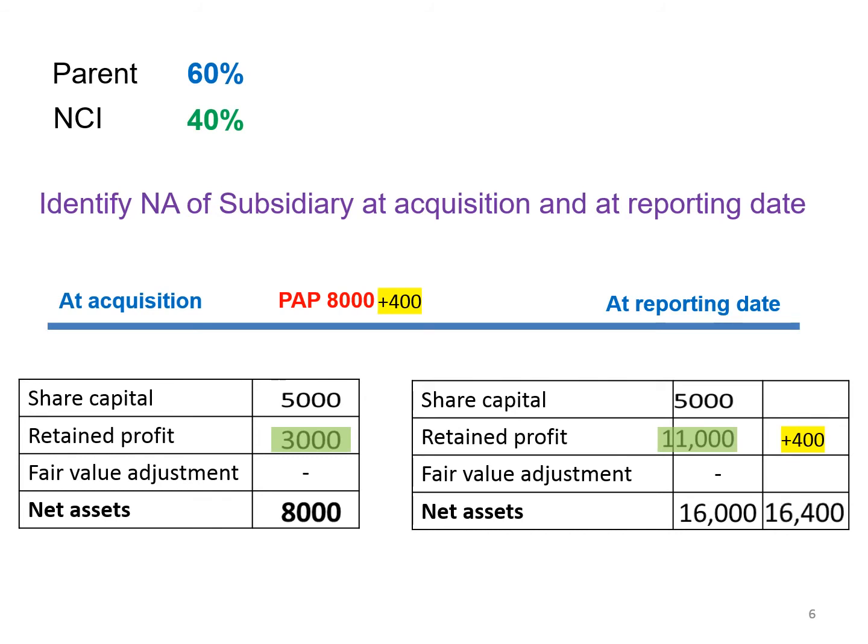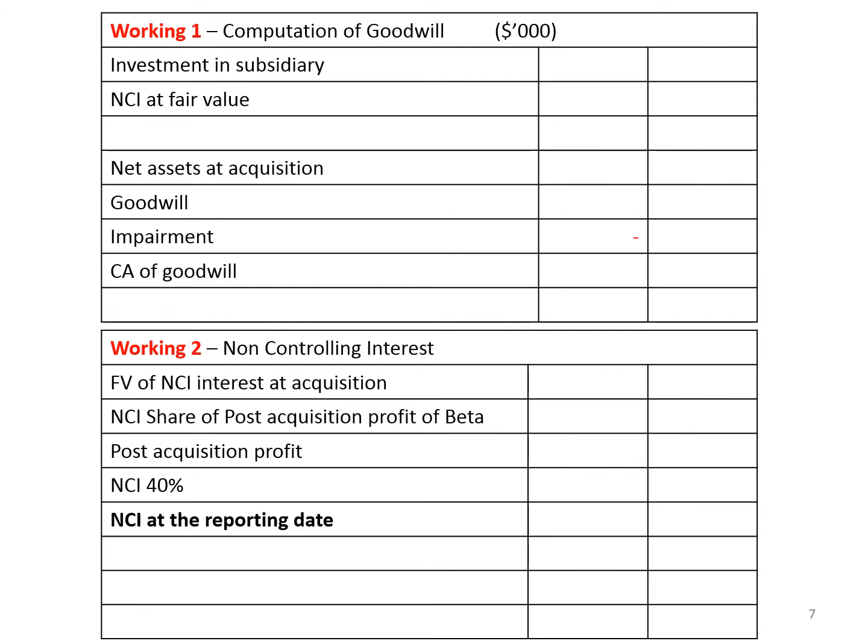So accordingly, as at the reporting date, the Beta company's net assets will increase to 16,400 for consolidation purpose. Well, now we will move on to our three key workings.